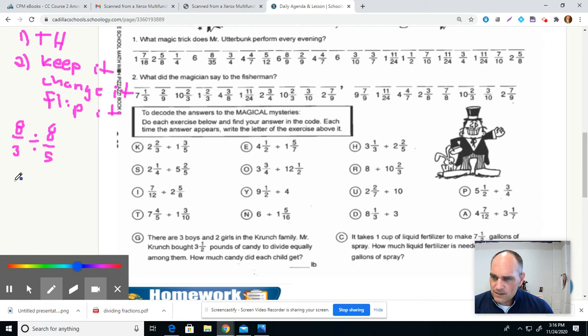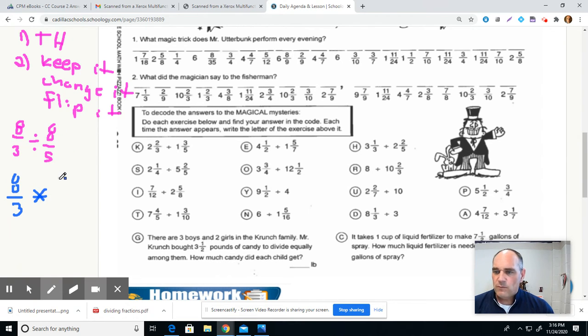Okay, so here's what all that means. Keep it, so we keep this the same. This still is 8 thirds. We don't do anything with it. So there's my keep it. My change it is we change this to a multiplication symbol. And my flip it is we flip this upside down, and this becomes 5/8. What we're doing is actually called a reciprocal. When I flip a fraction upside down, we are doing the reciprocal of it. So once again, we keep the fraction the same, we change it to multiplication, and then we flip it upside down. Now we're right back to multiplying fractions, which we've been doing a lot of lately.